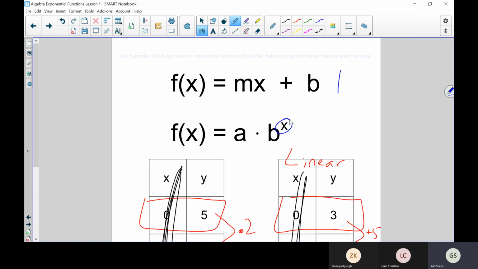Exponential. That one doesn't have an exponent of x, so that's linear. That one does, so that's exponential.